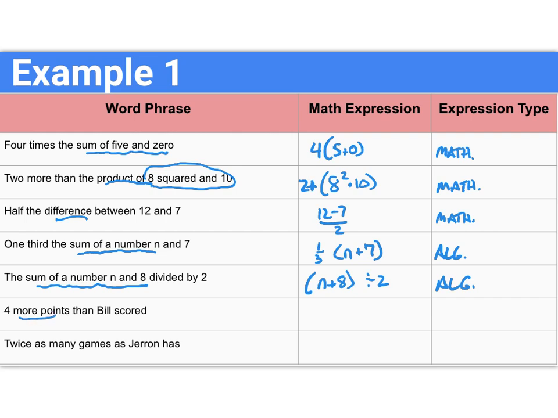4 more points than Bill. 4 plus Bill, or Bill plus 4. This is algebraic. And finally, twice as many games as Jerron. So 2 times J, or 2J, which is algebraic as well because we have an unknown quantity.